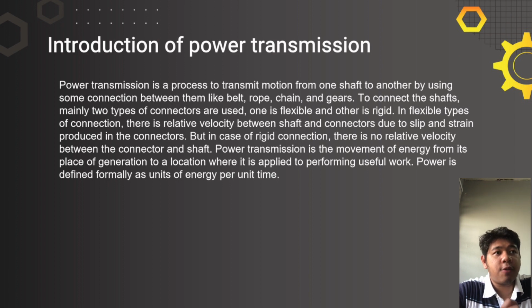In flexible types of connection, there is a relative velocity between the shaft and connectors due to slip and strain produced in the connectors. But in the case of rigid connection, there is no relative velocity between the connector and shaft. Power transmission is the movement of energy from its place of generation to a location where it is applied to perform useful work. Power is defined formally as units of energy per unit time.